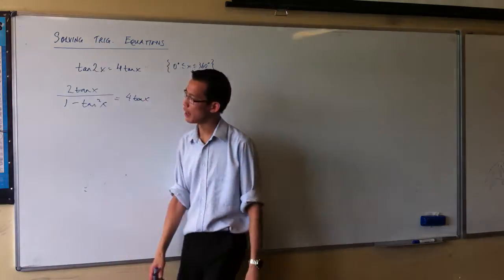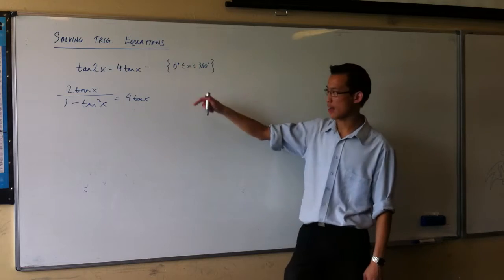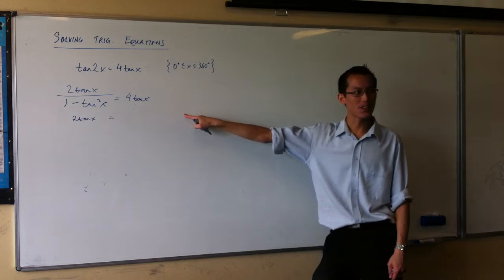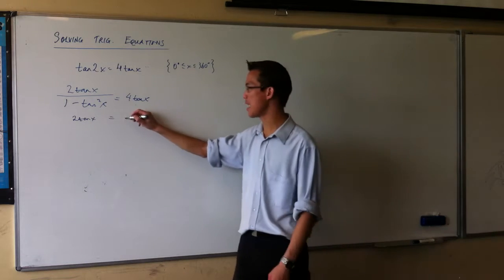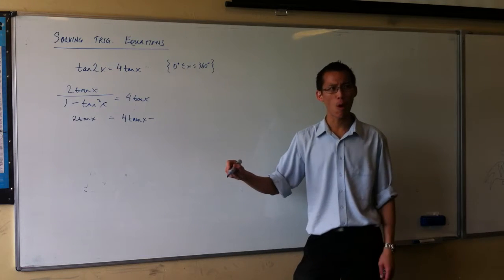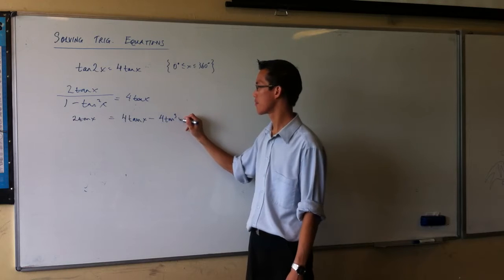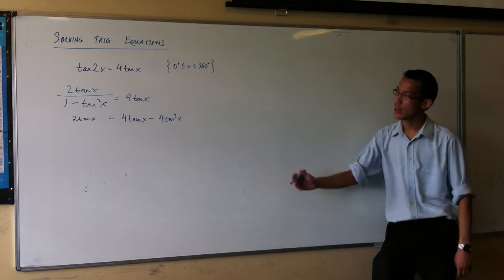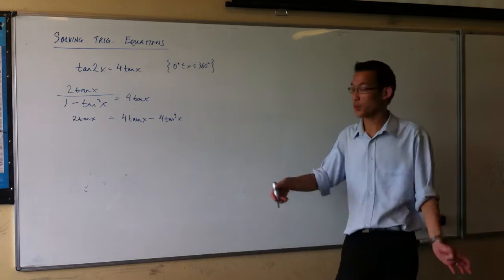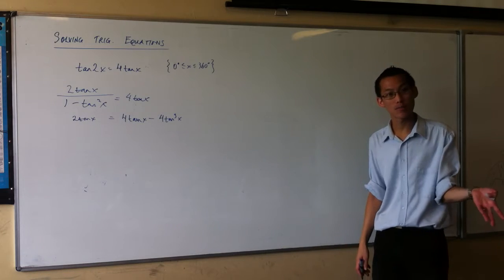All right, now, what do I do at this point? What options do I have? I'm going to have to probably cross multiply to get this over the other side. So I've got 2 tan x, and this is going to be 4 tan x minus 4 tan cubed x, right? Now it's tempting to divide through by tan x at this point because it's a common factor and it would get rid of this cube business which looks really gross. However, that's going to cause you problems, right?